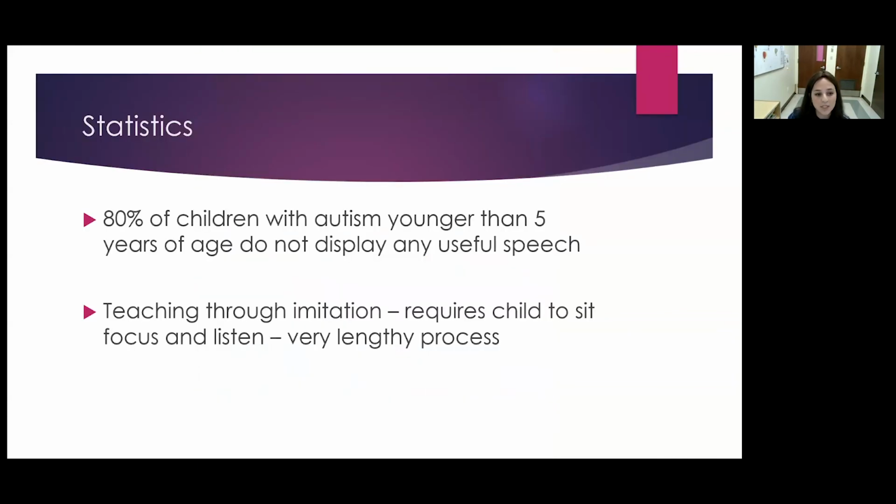So just some statistics: 80% of children with autism younger than age 5 do not display any useful speech. So it's a scary statistic, but it's true. And that's why these years, the 3 to 5-year-old range, which is most of my caseload, is such an important and crucial time period where children are learning language. They're getting used to it. They're just learning it and they're understanding. And if we could give them and give them and give them in this crucial period, it's super important and it really can make a big difference.